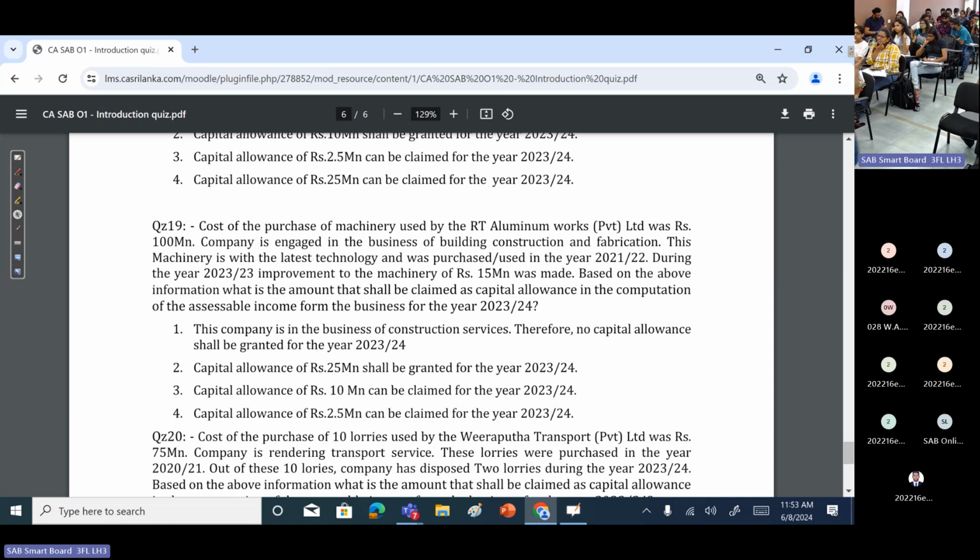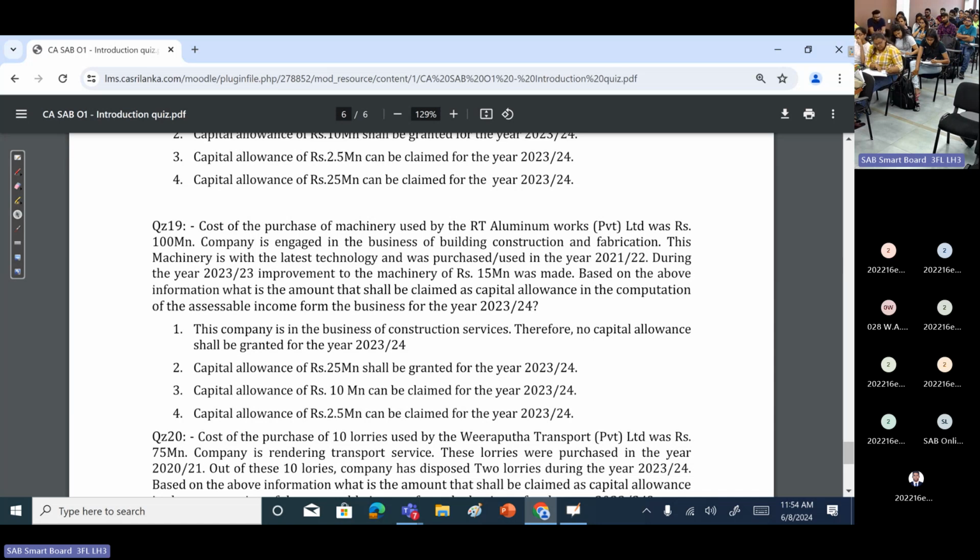It should be 21 million. So you are allowed another 5 years. Because 100 million, we can claim capital allowance over a period of 5 years. So then in 21-22 they would have taken capital allowance of 20 million, right? 22-23 they would have taken another 20 million. So altogether 40 million they have claimed.